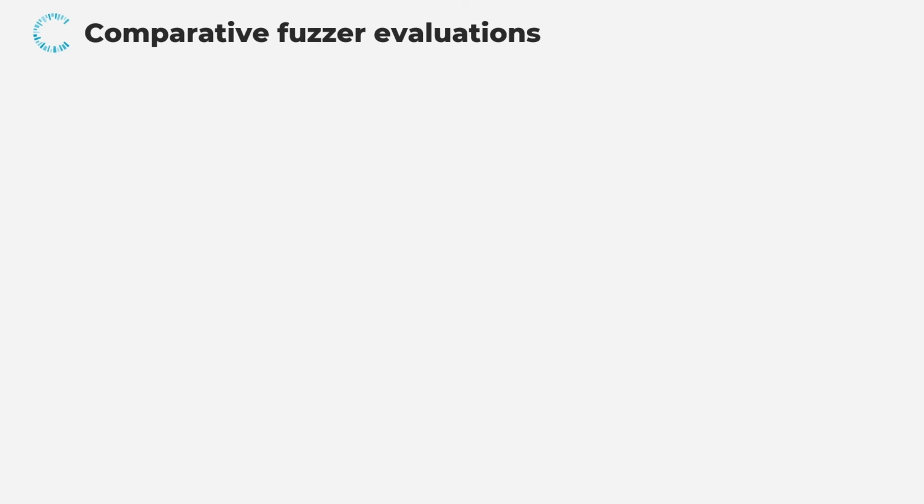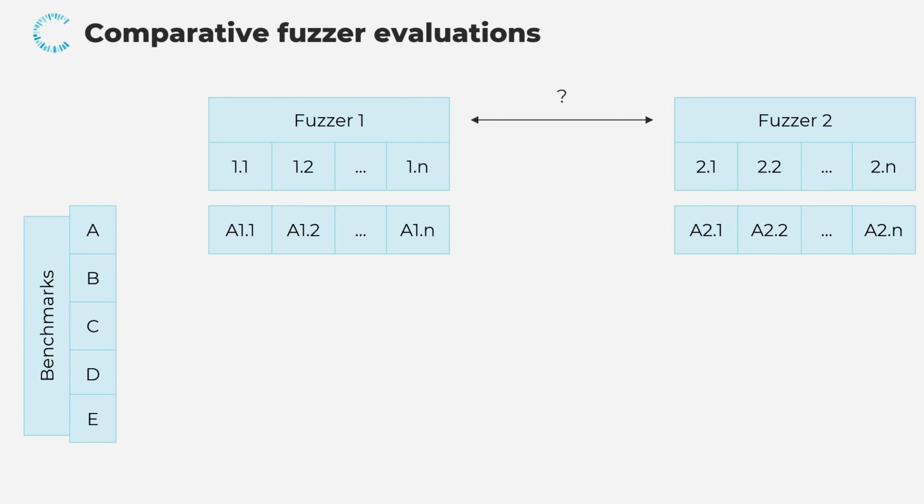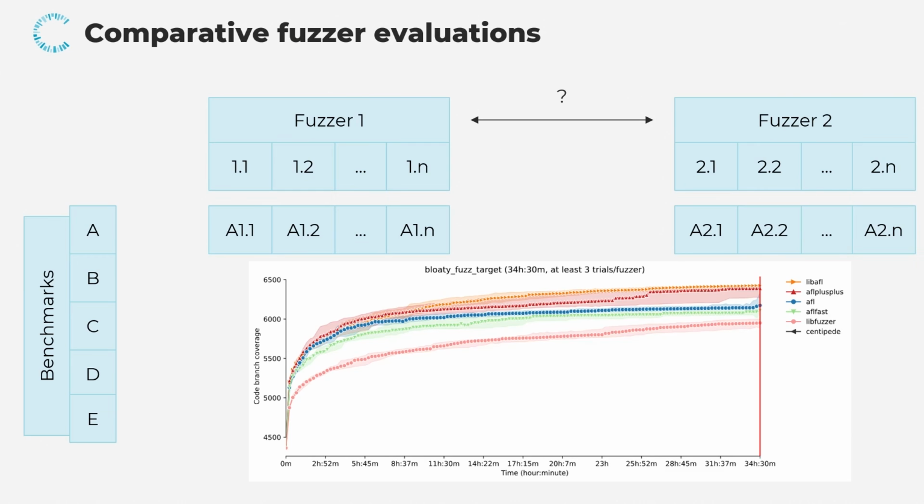Basically, let's say I have two fuzzers, like so, and I want to know which one is better. Seemingly a good question to ask, yes? So I can take some benchmarks, which are just programs that I know to be fuzzable, and then I take some trials for each fuzzer, and then I run each one of those trials across each of those benchmarks, and then I get some information about the performance of those fuzzers, right?